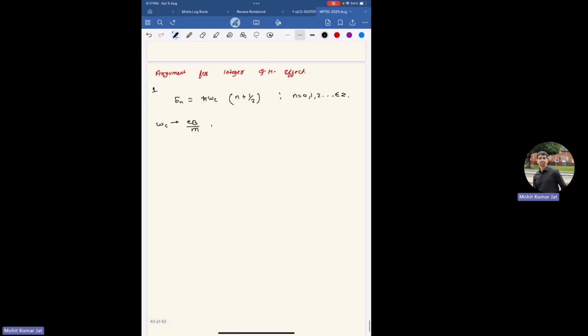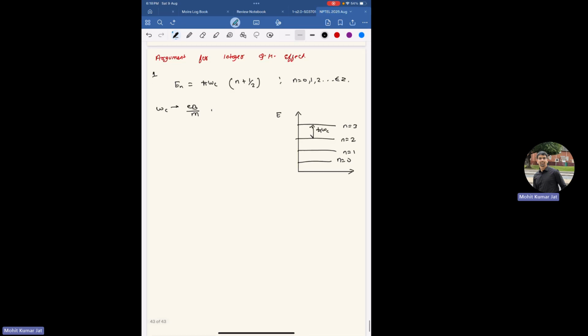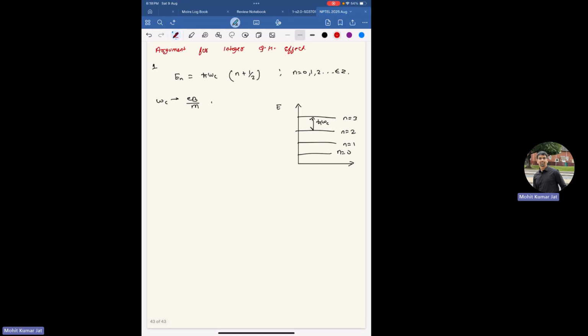Now if I draw the profile, you have your energy on this axis, and then you have n equal to 0, n equal to 1, n equal to 2, n equal to 3, and the spacing between each of these is h bar omega c. Now if you are at an integer n, for example, let's say n equal to 1, and this Landau level is completely filled.